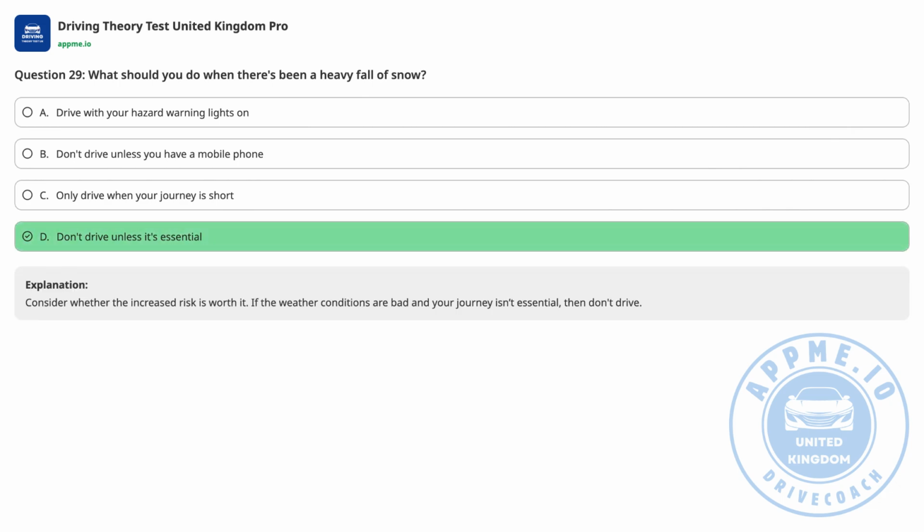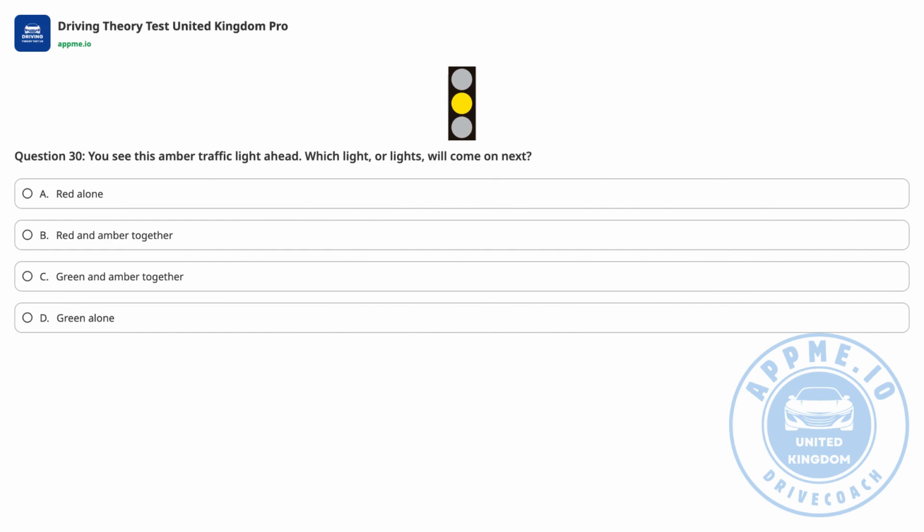The correct answer is D. Question 30. You see this amber traffic light ahead. Which light, or lights, will come on next? A. Red alone. B. Red and amber together. C. Green and amber together. D. Green alone.